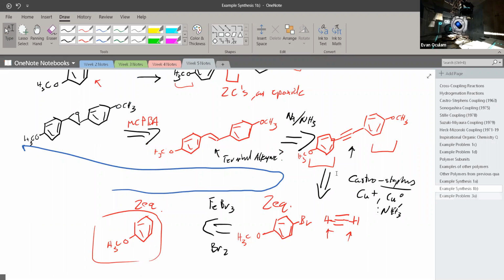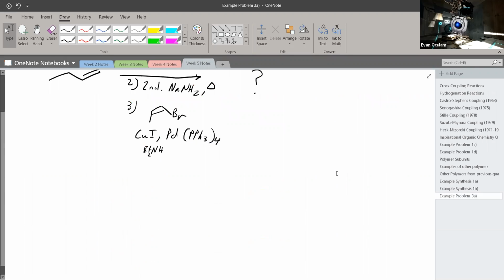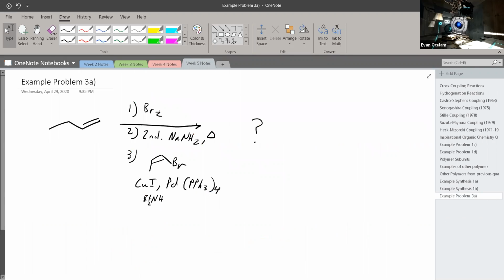Okay, last problem. Now this one is pretty simple, just multi-step reactions. Okay, so our first step, we add bromine. Our second step, we add 2 moles or 2 equivalents of this super strong base, NaNH2, and some heat. And the last step, well, it just uses some vinyl halide, and it uses copper iodide, palladium, and some base. So this reaction, let's just name it. Well, in this case, this reaction right here is going to be a Sonogashira reaction.